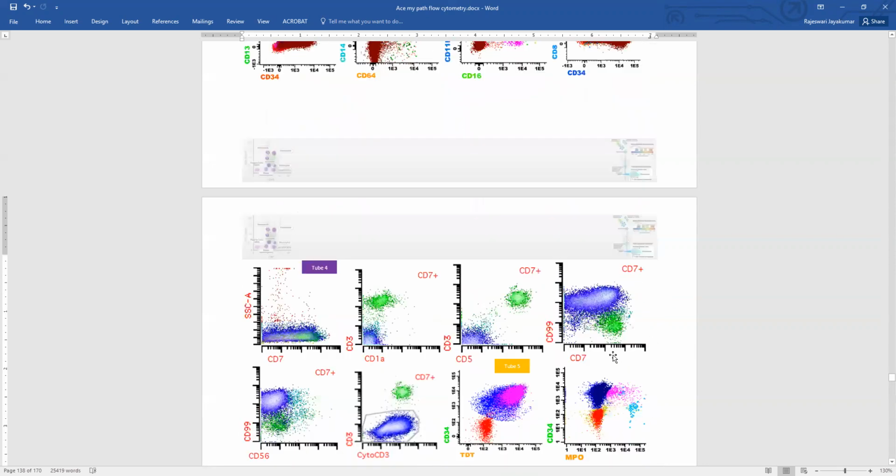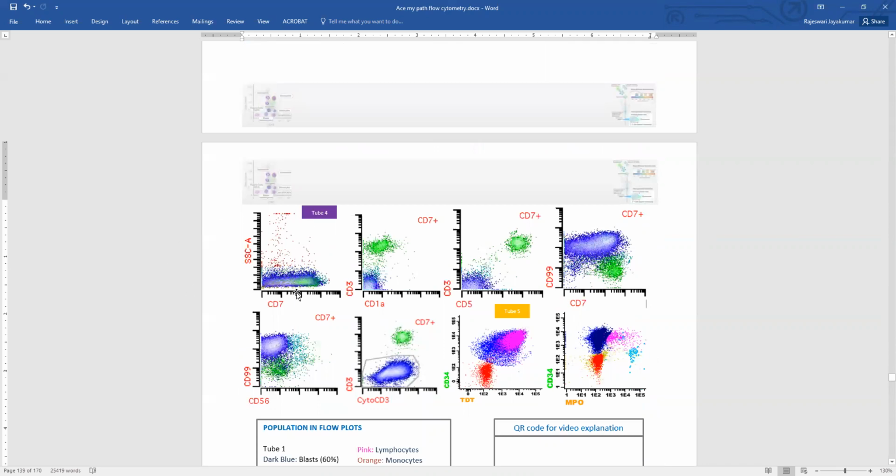When we go to the next tube, which is a T cell tube, we see that these blasts, which are painted in blue here, express CD7. They're negative for CD1a and surface CD3. They're negative for CD5. They're positive for CD99. CD99 is an immaturity marker. They're negative for CD56, and they are positive for cytoplasmic CD3.